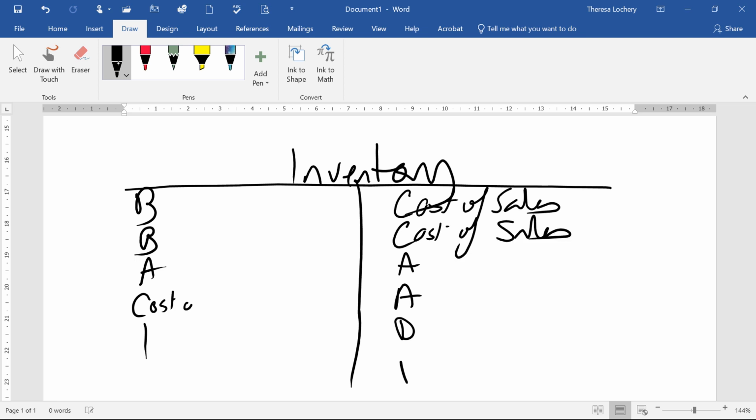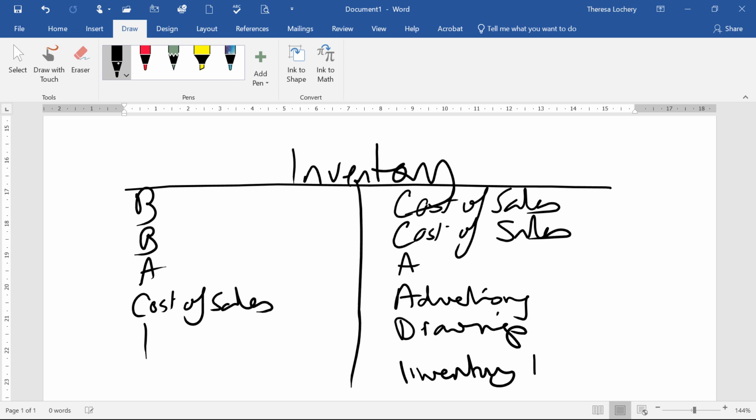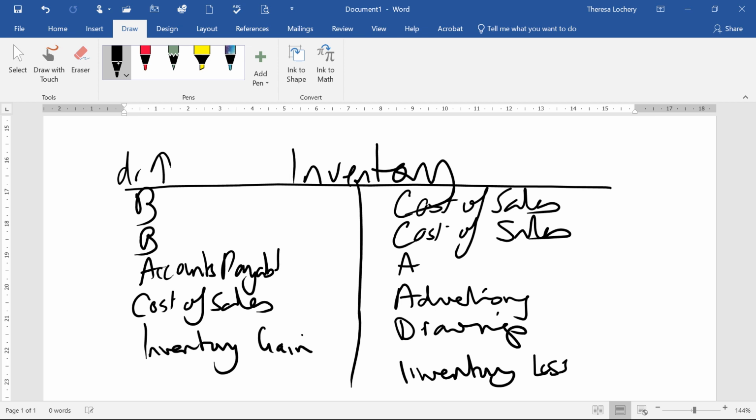It could be cost of sales for the sales return on that side. I know that the last two usually here are the advertising and the drawings. I know this one is inventory loss. That makes that one inventory gain. So I've only got a few more to go. Let me remember. Inventory debit side, it's increasing. What would make it go up? Oh, I bought stock. How can I buy stock? I can buy it from my accounts payable. Right, I've got the A now.